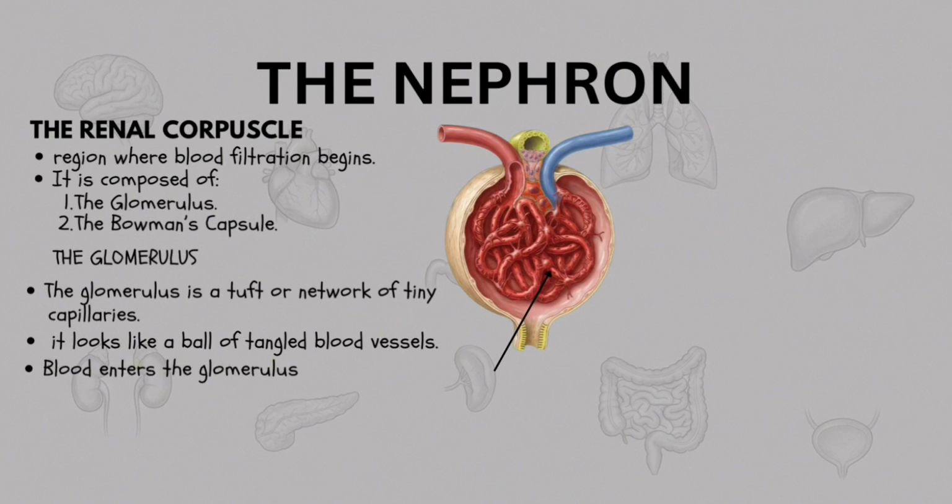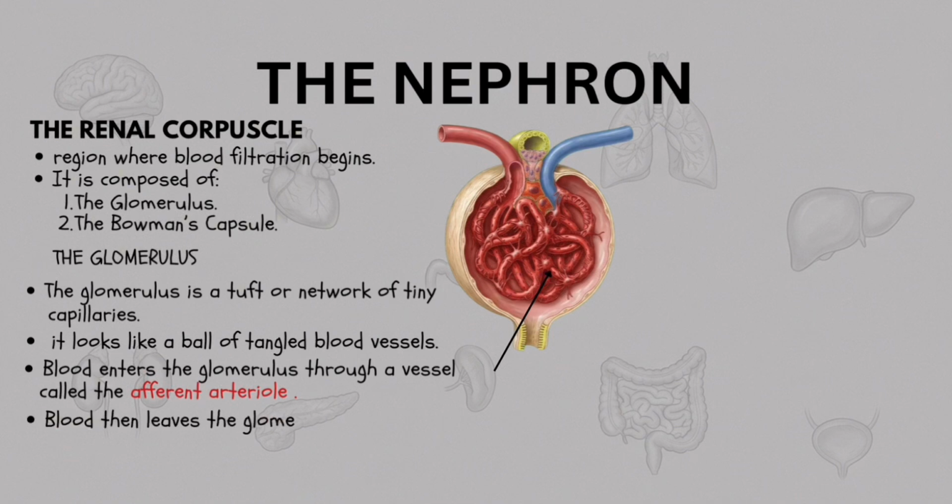Blood enters the glomerulus through a vessel called the afferent arteriole. The word afferent simply means coming toward. So the afferent arteriole brings blood into the glomerulus. Blood then leaves the glomerulus through another vessel called the efferent arteriole. The word efferent means going away. Therefore, the efferent arteriole carries blood away from the glomerulus.